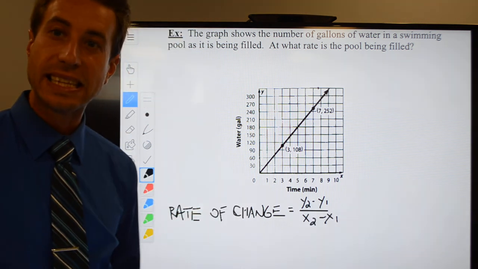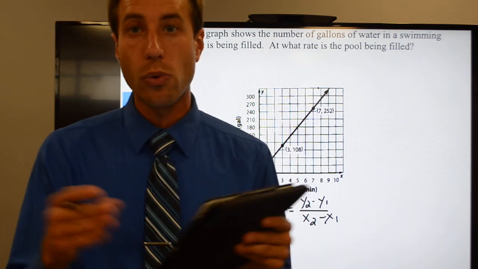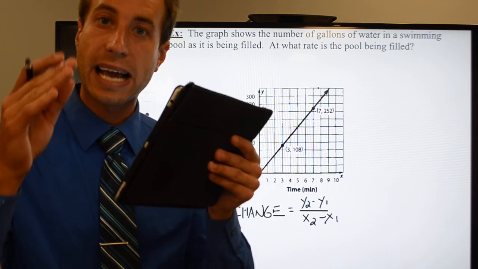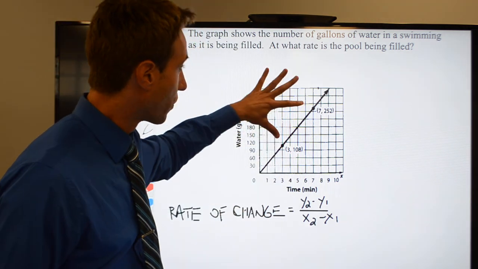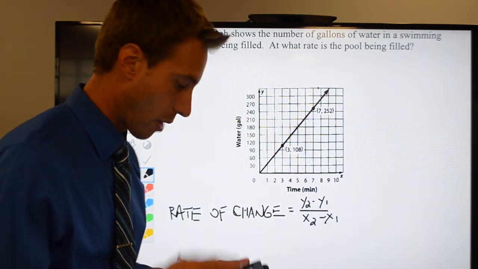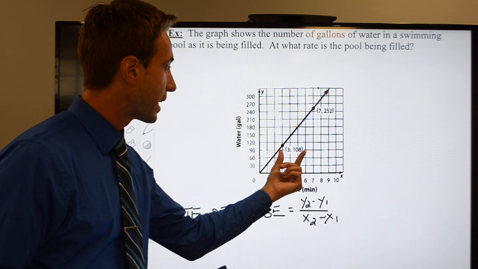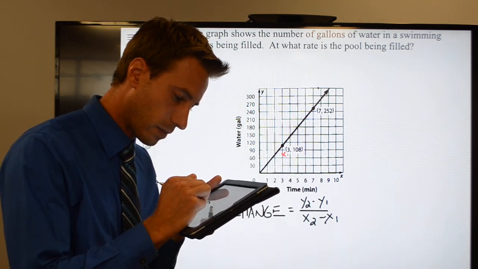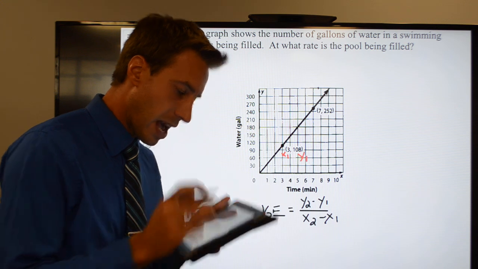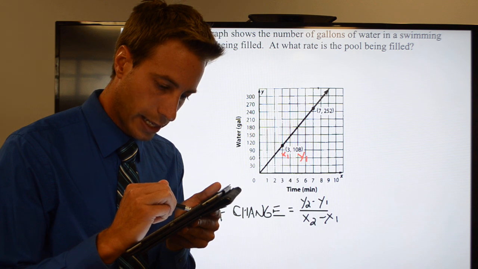Well, what I need then is I need these points. I need the point x1, y1 and the point x2, y2. And where do those points come from? Well, they're going to come from our graph. Let's go ahead and put them in red so we can tell. This first point right here, 3 and 108, let's call that x1, y1. And the next point right up here, we'll call that x2, y2.